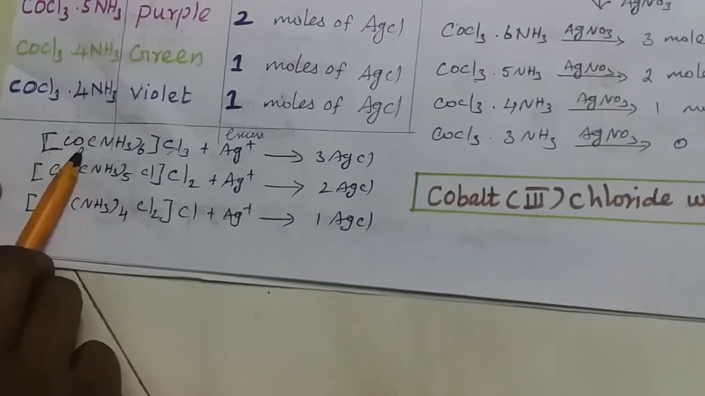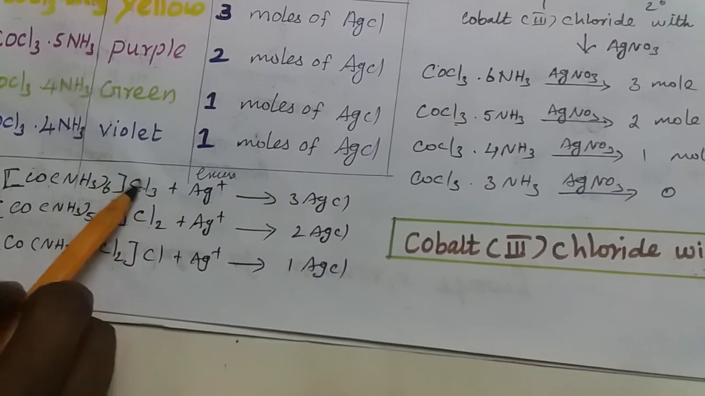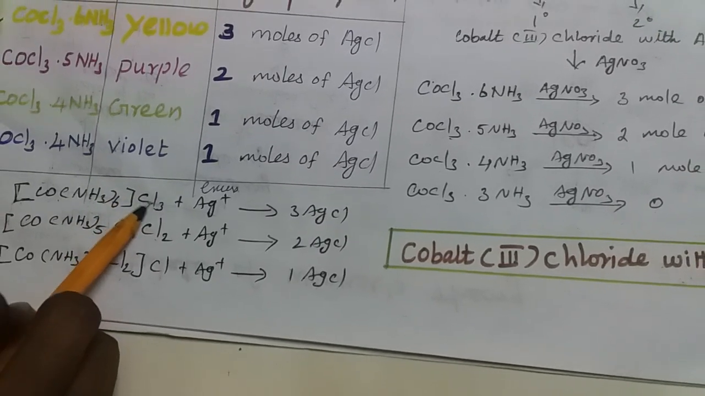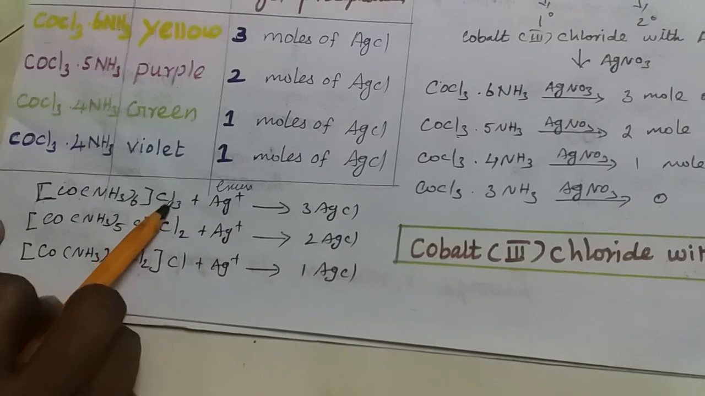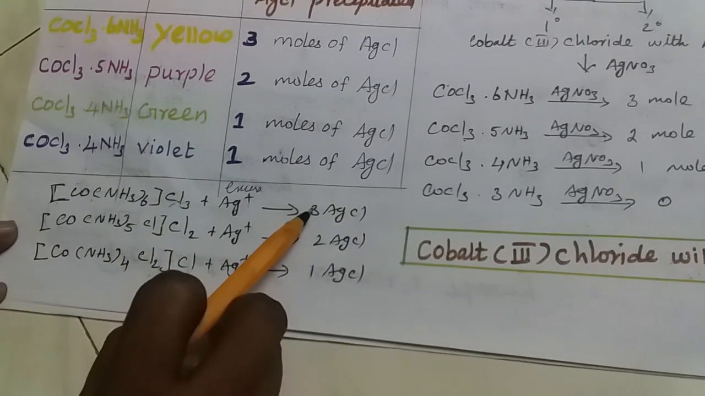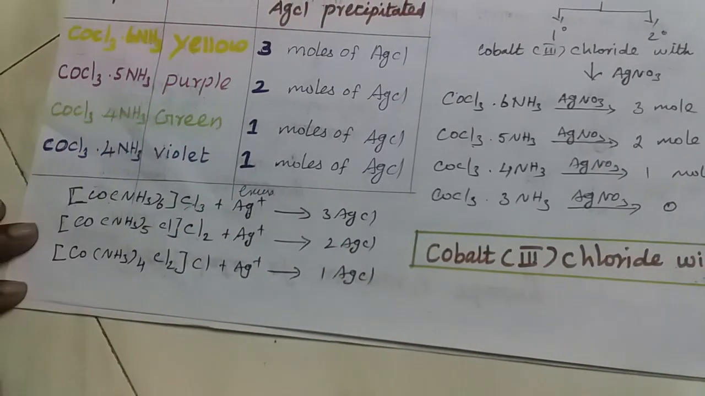Like this structure, you see this structure Co(NH3)6Cl3. The outermost ions are only involved in the reaction with AgNO3 to give 3 AgCl. The 3 AgCl turns yellow in color. Right?